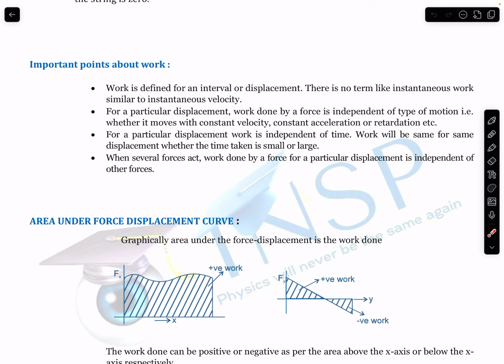All right. Now some points are written here. I'll just read them. For a particular displacement, work done by a force is independent of the type of motion, that is, whether it moves with constant velocity, constant acceleration, or retardation. For a particular displacement, work is independent of time. Work will be the same for the same displacement whether the time taken is small or large. It doesn't matter how much time it takes from one point to another. The main idea is what the displacement is in that time. So it depends on the displacement and its orientation.